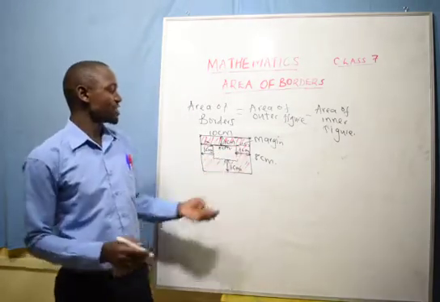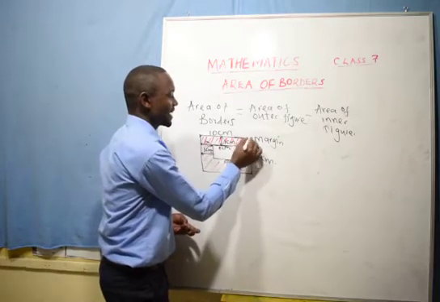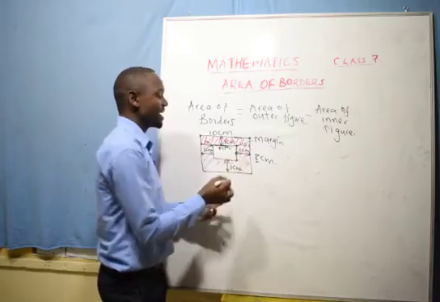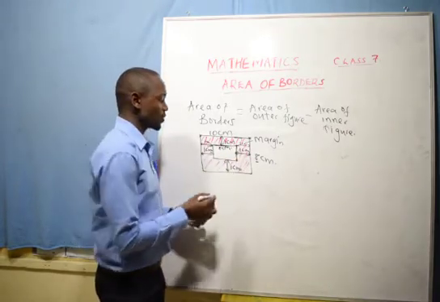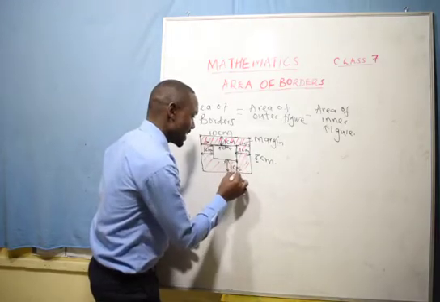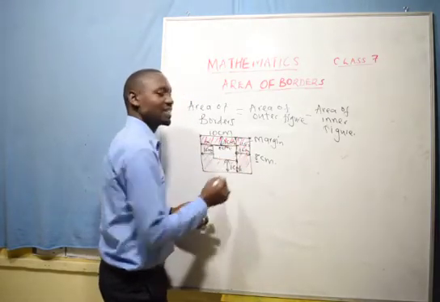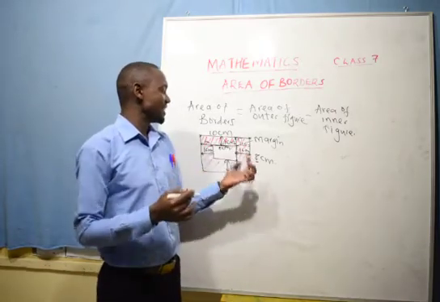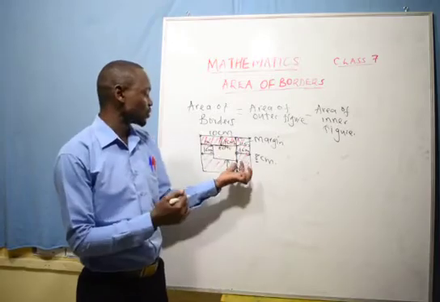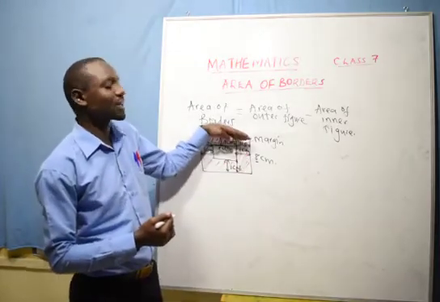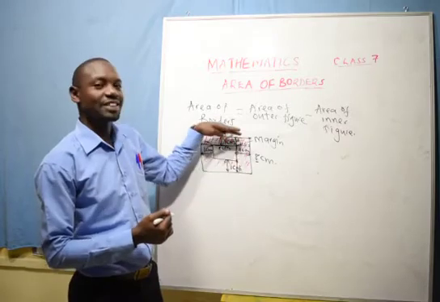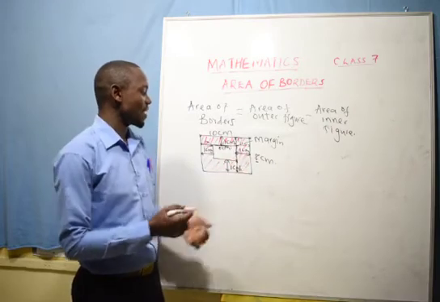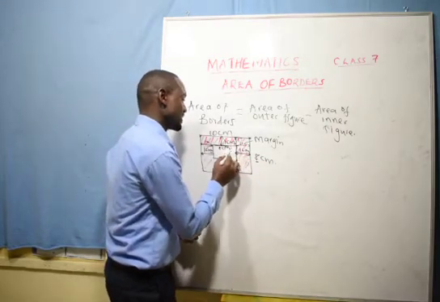Same applies to the width. The width from here to here is 8 centimeters. So we have to get the width of the inner rectangle. How are we going to do it? Remember, the margin here is 1 centimeter and the margin here is 1 centimeter. So 1 plus 1 is equal to 2. That is 1 centimeter on the lower side and 1 centimeter on the upper side. So that is a total of 2 centimeters. So to get the width of the inner rectangle, we take 8 minus 2, which is 6 centimeters.